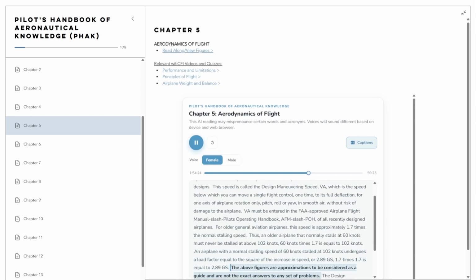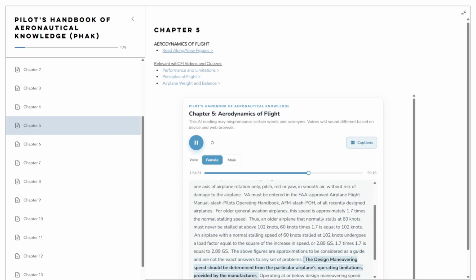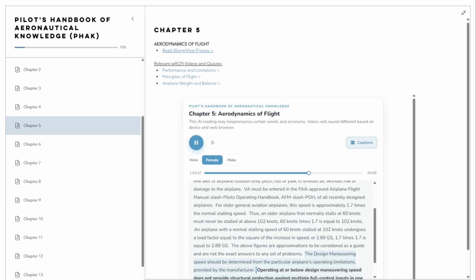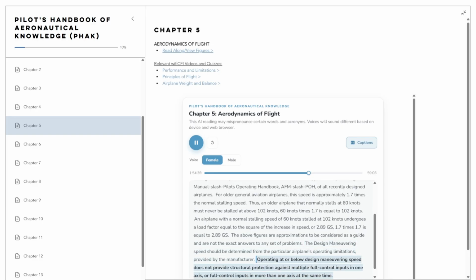The above figures are approximations to be considered as a guide and are not the exact answers to any set of problems. The design maneuvering speed should be determined from the particular airplane's operating limitations, provided by the manufacturer. Operating at or below design maneuvering speed does not provide structural protection against multiple full control inputs in one axis, or full control inputs in more than one axis at the same time.